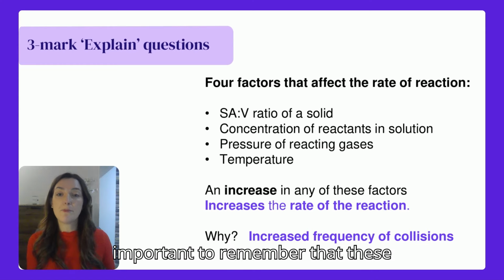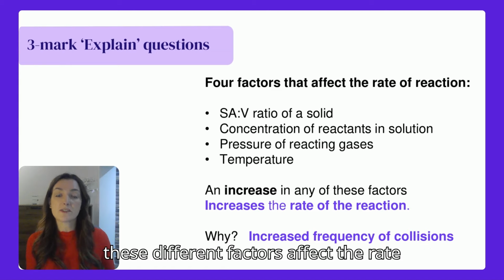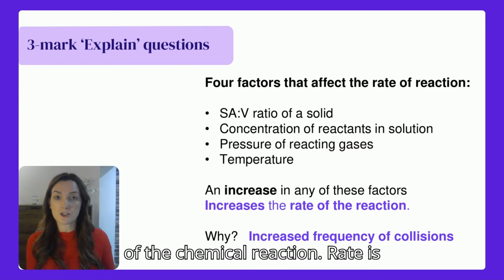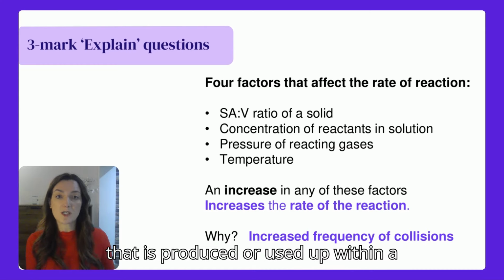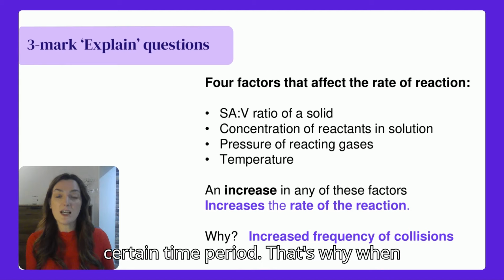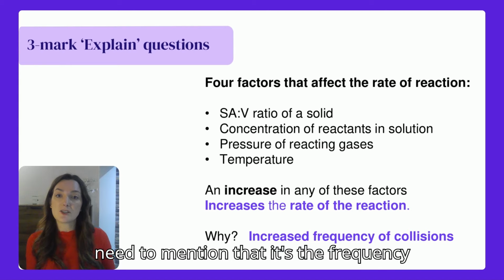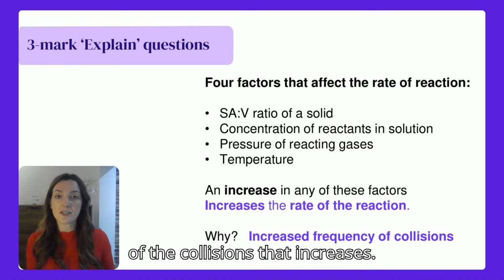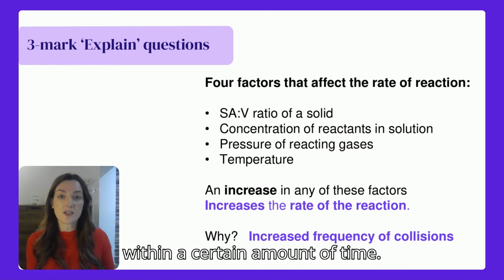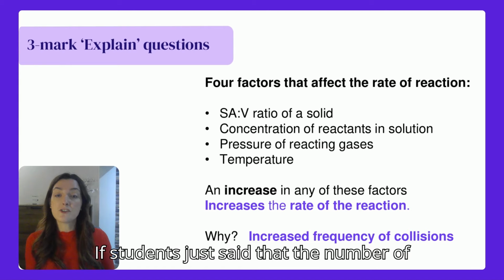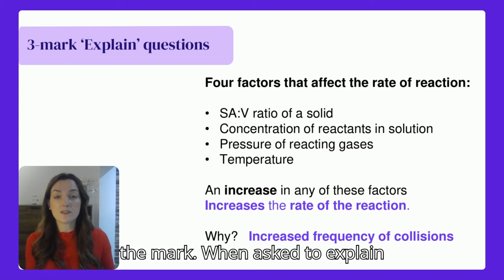It's important to remember that these questions are asking us to comment on how these different factors affect the rate of the chemical reaction. Rate is determined by the amount of something that is produced or used up within a certain time period. That's why when you answer in terms of collisions, you need to mention that it's the frequency of the collisions that increases. Frequency is, again, looking at number within a certain amount of time. If students just said that the number of collisions increased, this may lose them the mark.